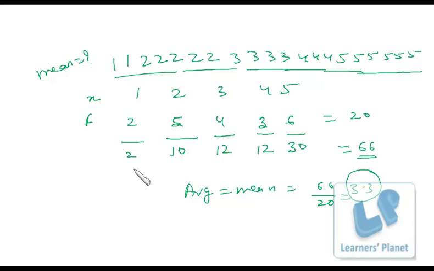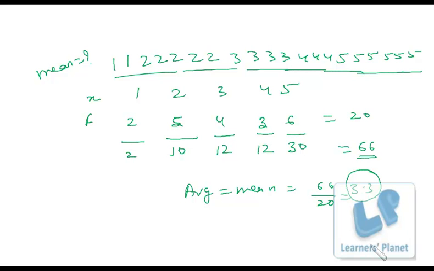Okay, so this concept we have learned in grade 9 or grade 10. This is actually a very simple concept, how to find the mean when some frequency of the data is there, right? So the frequency of data is more than 1, right? 1 is coming 2 times, 2 is coming 5 times, 3 is coming 4 times, 4 is coming 3 times, and 5 is coming 6 times, right? I'm just giving you a generalized example over here.